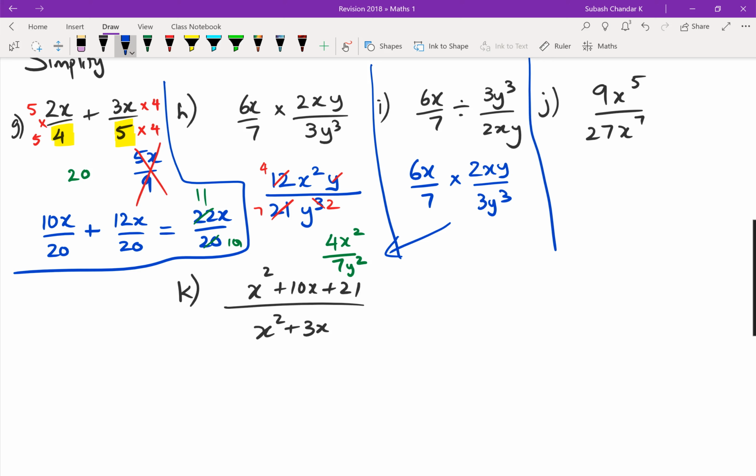Okay, let's go to J. For J, you've got 9 and 27. Both of them can be divided by 3. So 9 divided by 3 is 3. Well, actually, they can be divided by 9, can't they? Yes. So 9 divided by 9 is 1, and 27 divided by 9 is 3. Then you've got x to the power of 5 and x to the power of 7, so x to the power of 5 cancels with the 7, and you're left with just x squared. So the final answer for this question is going to be 1 over 3x squared.